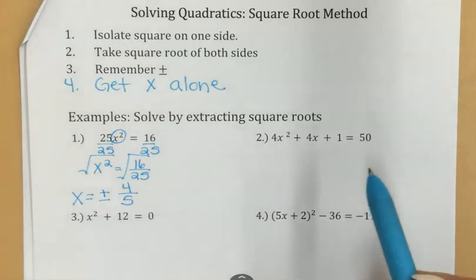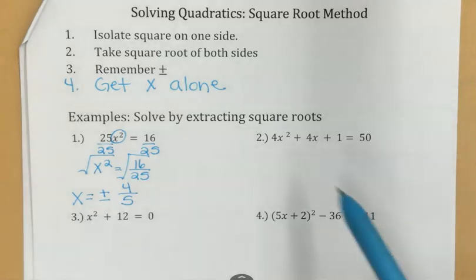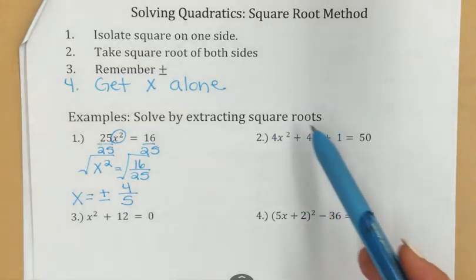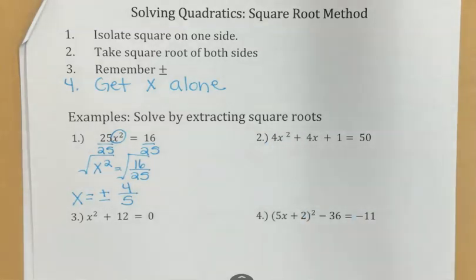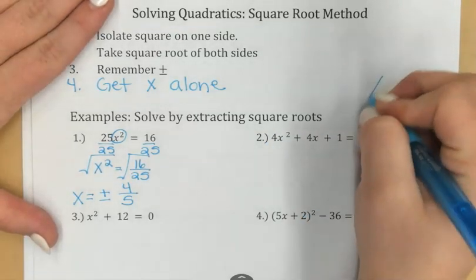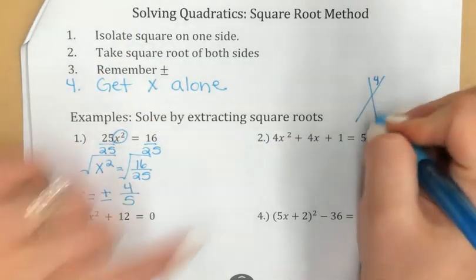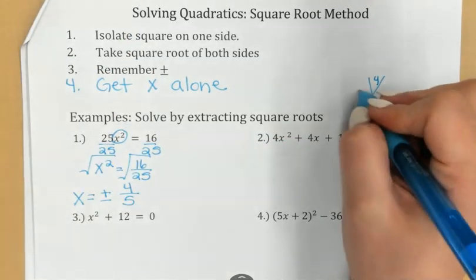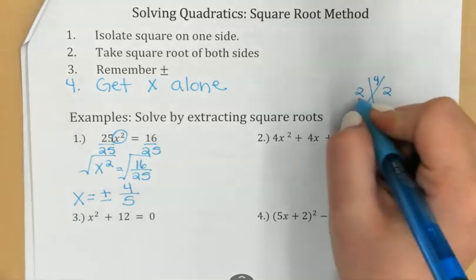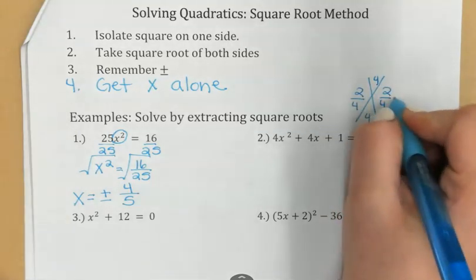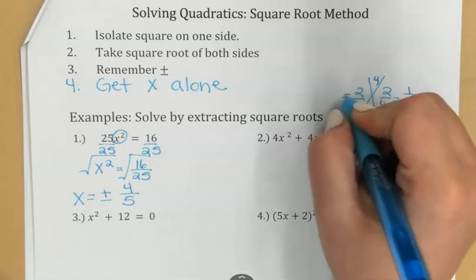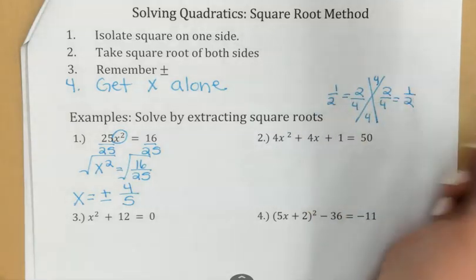On the second one, I don't immediately have a perfect square, but I do on the left have what is a perfect square trinomial. And if you don't recognize that right away, you can just use your x method to factor. 4 times 1 is 4. My middle term is 4. 2 and 2 multiply to 4 and add to 4. If I divide both of those by my a, I get 1/2 and 1/2. So these are going to match.